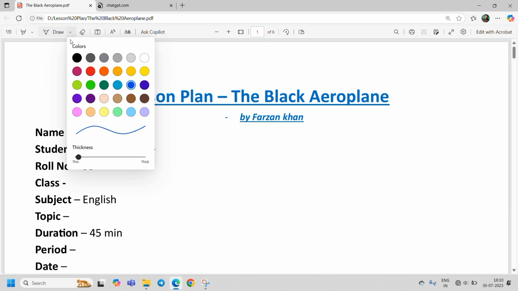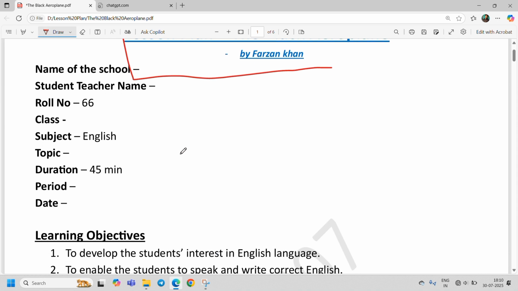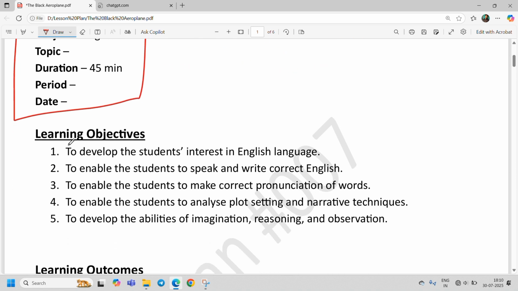Today we will deal with the lesson plan of the chapter The Black Aeroplane. First of all, we will provide this required information in the lesson plan. After that, we come to learning objectives. I have already mentioned many times what is learning objectives and how to write it.